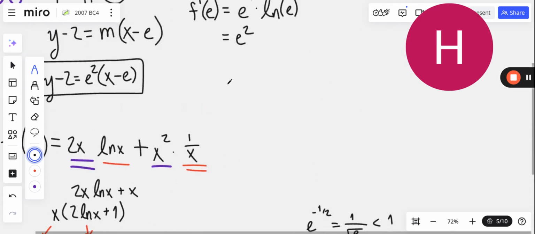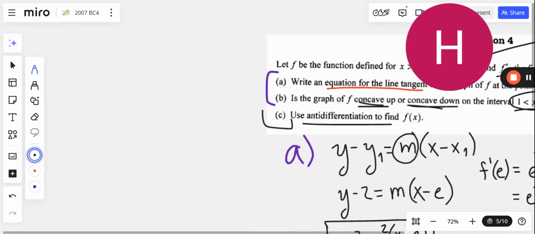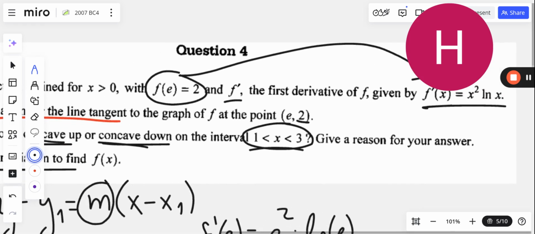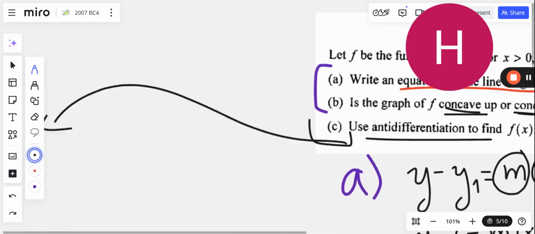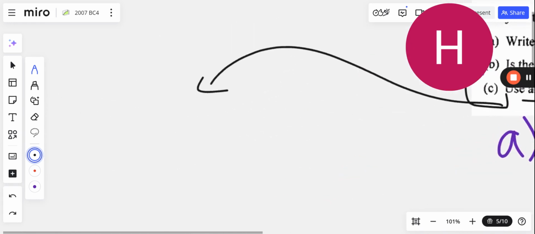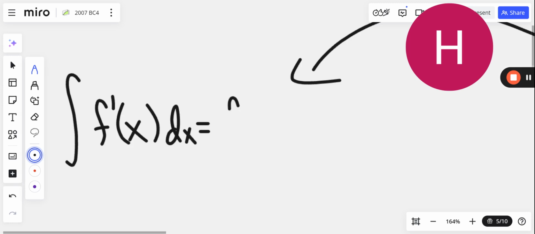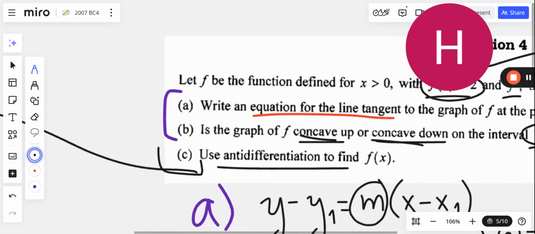Great. Now let's tackle this CALC BC portion, which has us use anti-differentiation. They even give you a huge clue there to find f of x. Of course, if we're given f prime, the way to find f is to take an antiderivative. So we're going to have to use this initial condition as well, f of e equals 2. And we're going to have to use integration by parts. So we know that the integral of the derivative is equal to the original function plus some constant c, and that's where this initial condition is going to play a role. F of e equals 2.